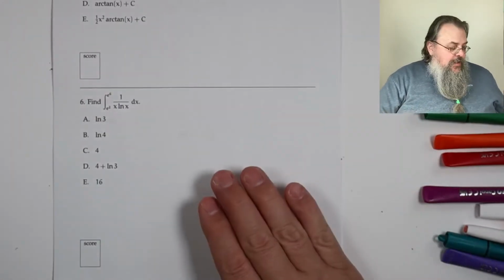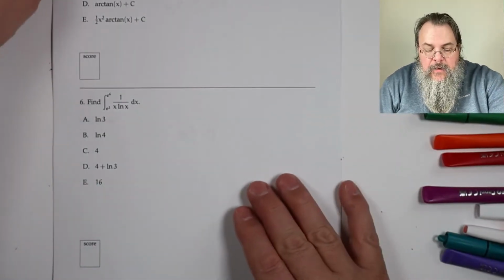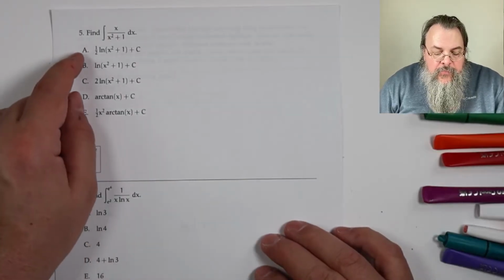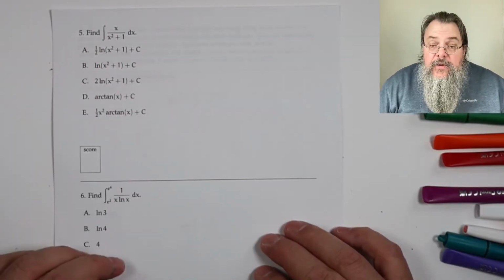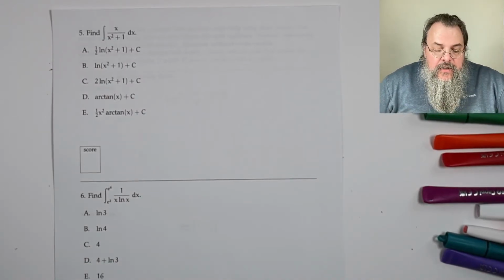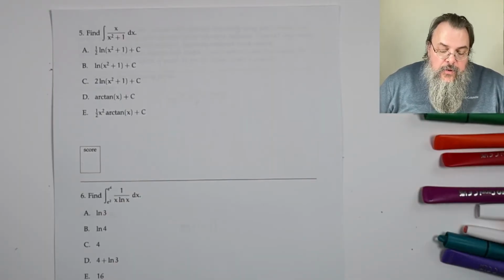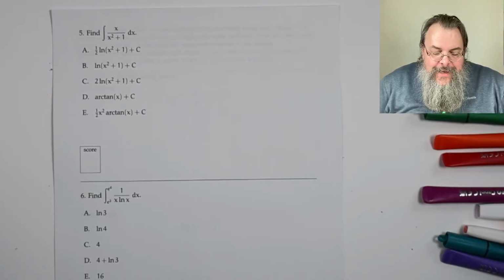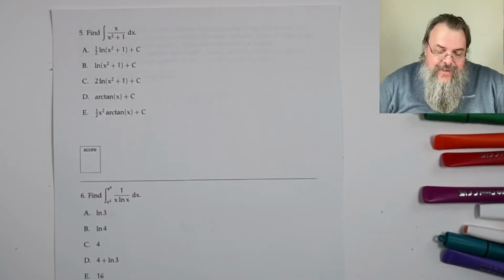All right. Well, we're doing well. Okay. Number 5. Find the integral of x over x squared plus 1. And we have a bunch of options here. Things like a half log x squared plus 1 plus c, log of x squared plus 1, 2 log x squared plus 1, arctangent of x. That's a good one. A half x squared arctangent of x.